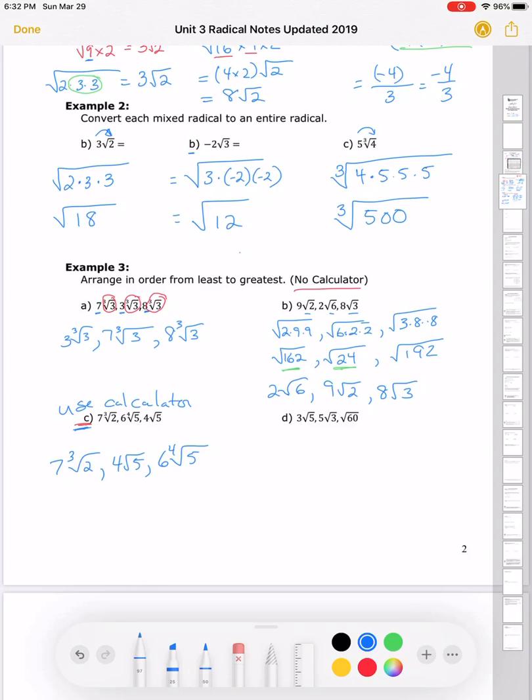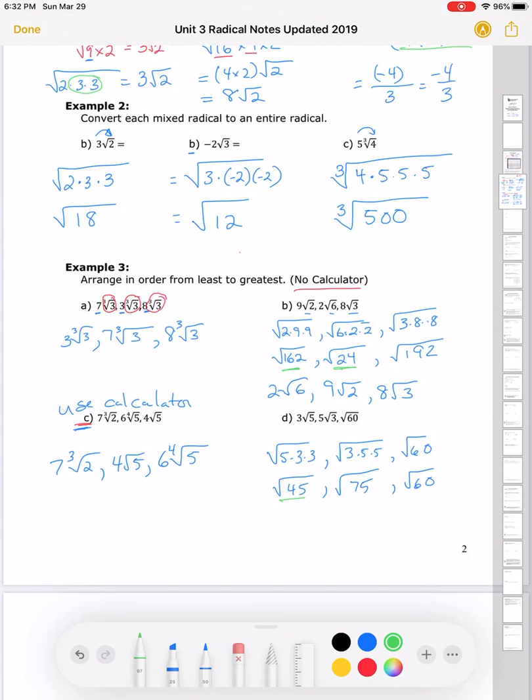D, again, we've got different size pieces under the radical, so we're going to have to change them to entire radicals and then compare them that way. Here they're square roots, so it's 5 times 3 times 3, which gives us root 45. Here we're going to have 3 times 5 times 5, which is 75. And root 60 we leave as is because it's already an entire radical.